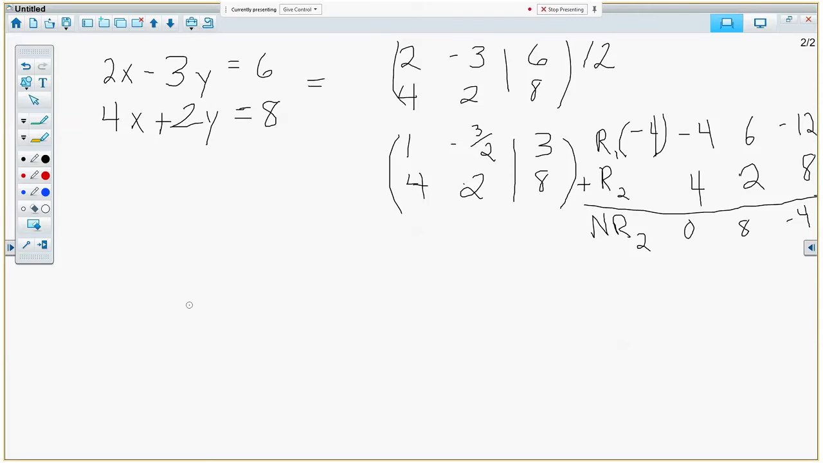So now we've got a matrix. 1, negative 3 halves, and 3, 0, 8, and negative 4.